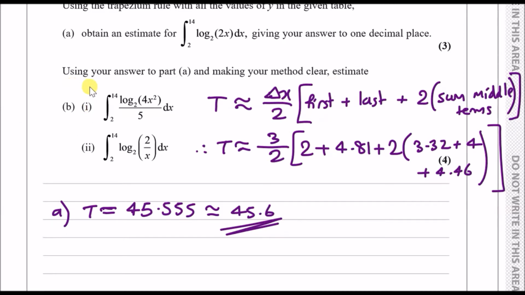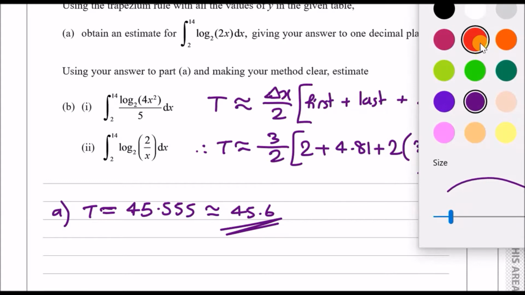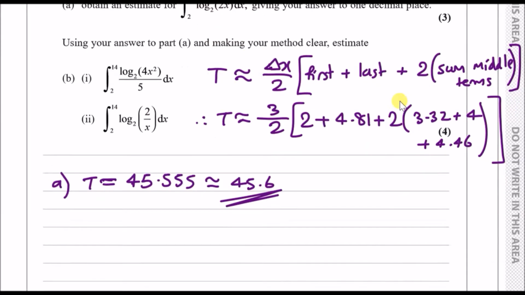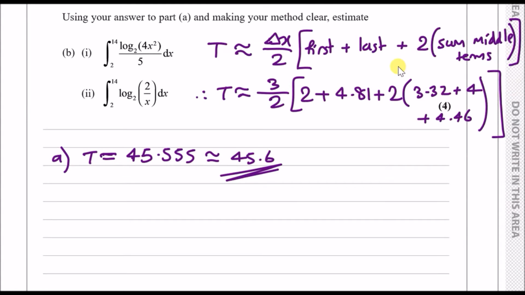Now it says, using your answer to part A and making your method clear, estimate the following two integrals. Okay, so for the next two integrals, the trick behind this is that we need to rewrite the log bit into this upper part A log expression. Okay, so let's have a go at that. Now just focusing on the log 2 4x squared bit. So I'm going to write that here. So part B I, we got log 2 4x squared.